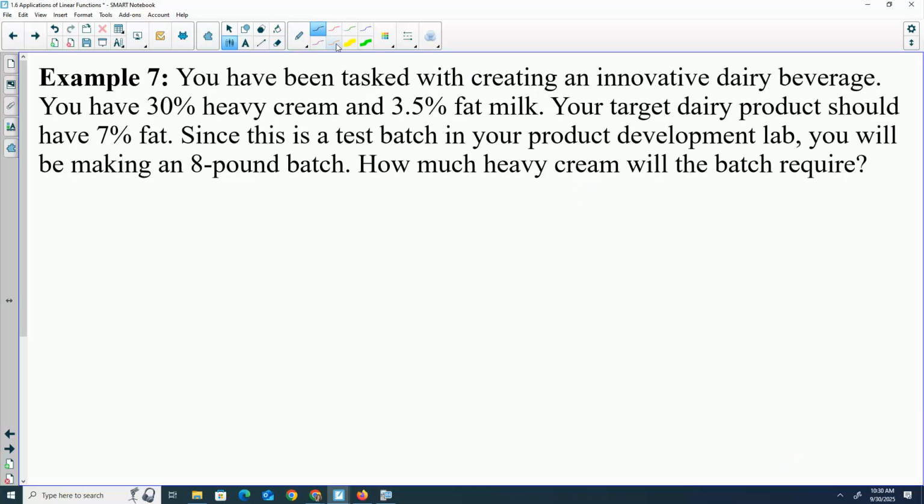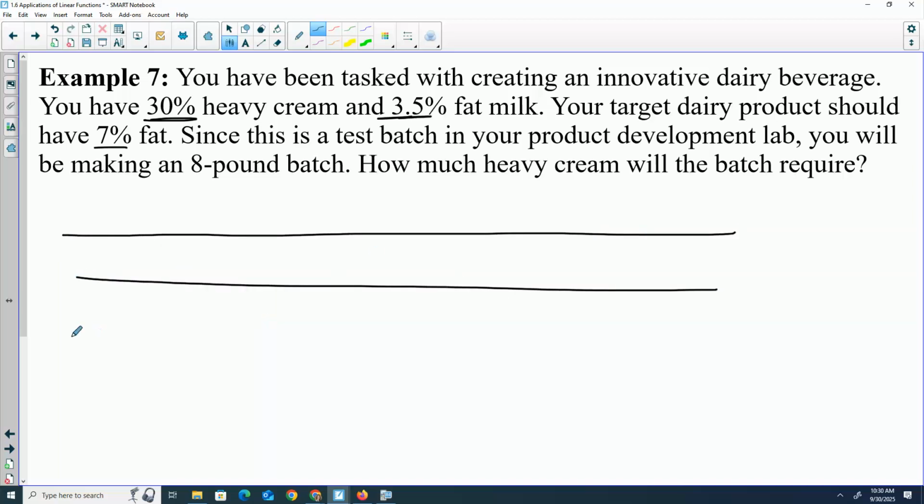You have been tasked with creating an innovative dairy beverage. I actually took this question off one of Miss Brandt's food science competitions. So you have 30% heavy cream and 3.5% fat milk. Your target dairy product should have 7% fat. Okay, so everybody make sure you're with me right now. If you just look at these percents, can you tell me which two you're mixing together and which one's your total? Yeah, 30%, 3.5%, and the total is 7%. Good.